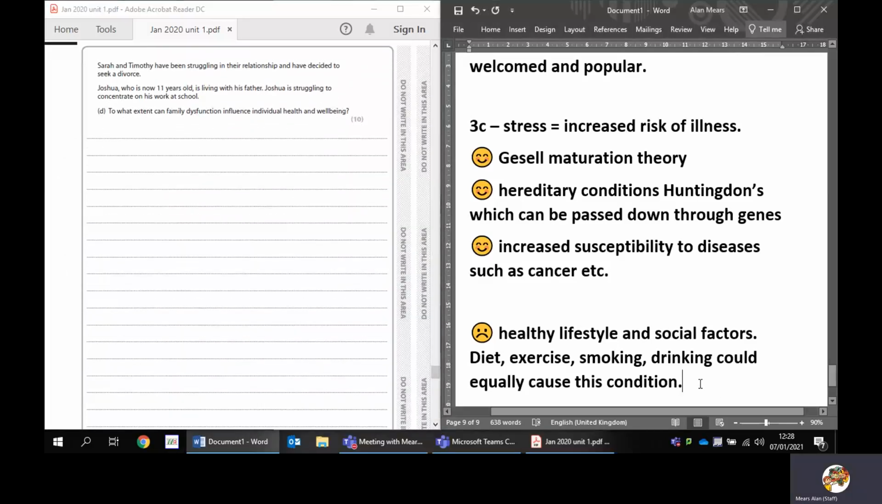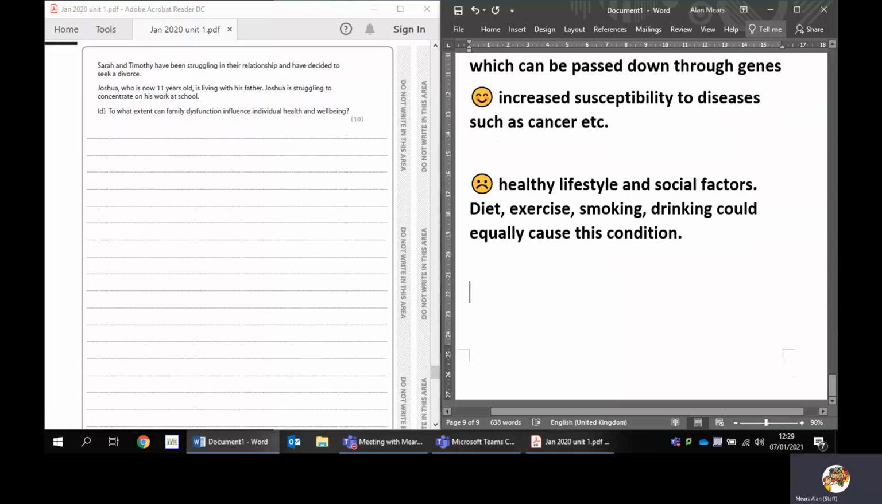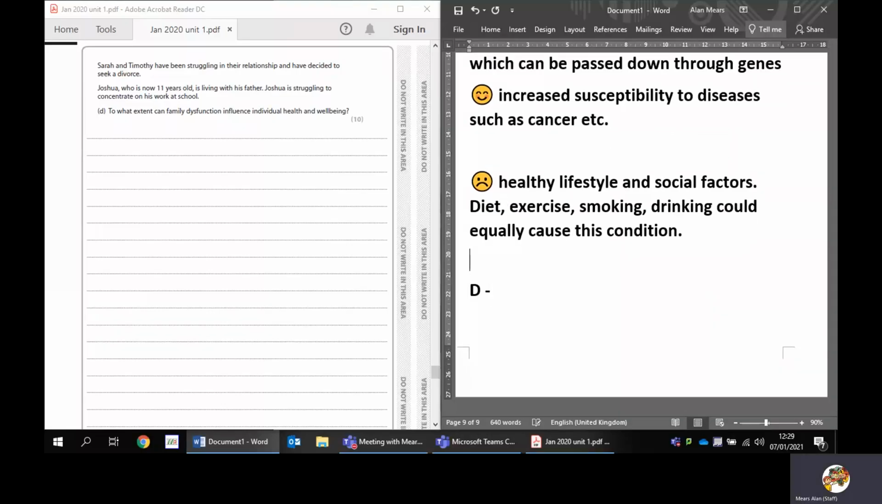Okay, what's this? 3D. So, Sarah and Timothy, struggling relationship, getting a divorce. Josh is now 11, living with his dad. Josh is struggling to concentrate at school. To what extent might a dysfunctional family influence individual health and well-being? So, to what extent does it? So the family will have an impact. So we can talk about home life. Stress. So we can bring in some of these theories.